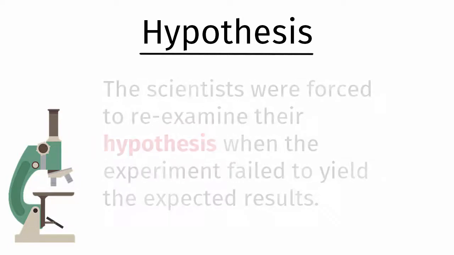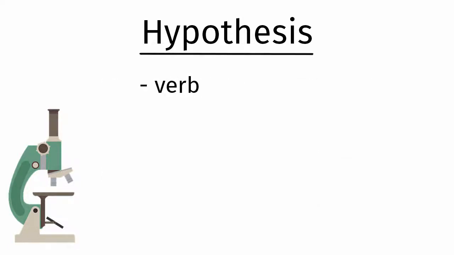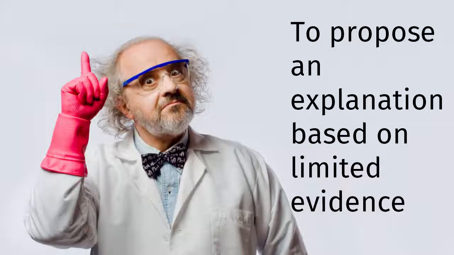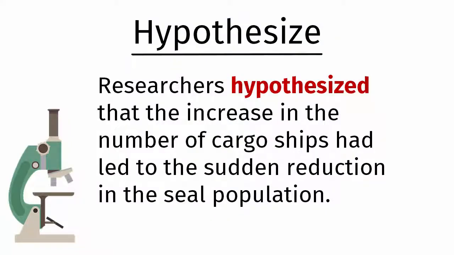We should also consider the verb form of hypothesis because it is used quite frequently in academic contexts. The verb form of hypothesis is hypothesize. It means to propose an explanation based on limited evidence. Here's an example sentence. Researchers hypothesized that the increase in the number of cargo ships had led to the sudden reduction in the seal population.